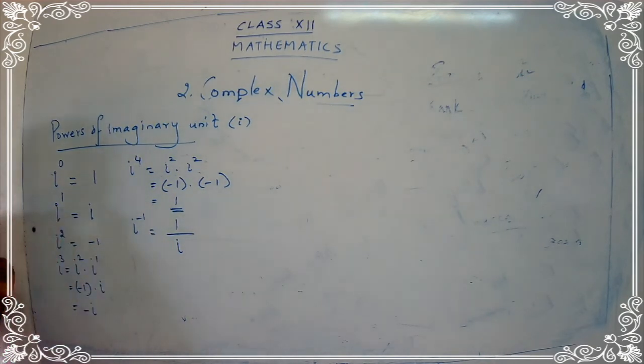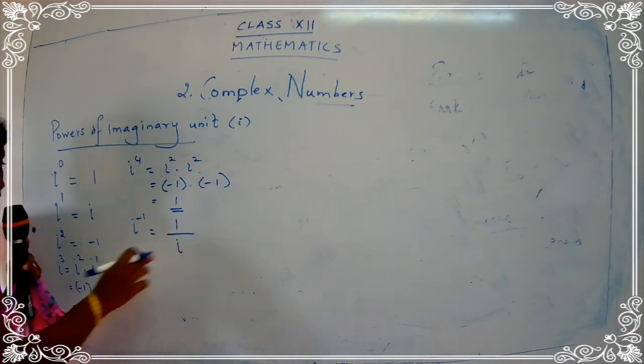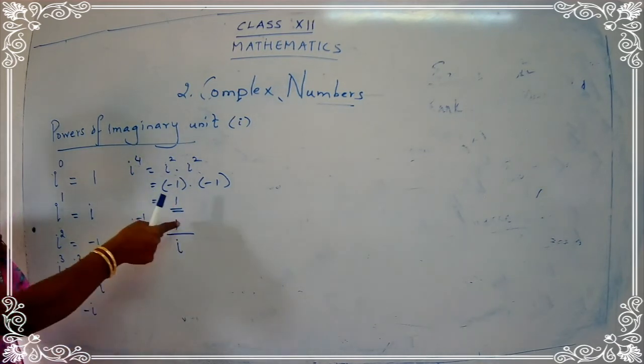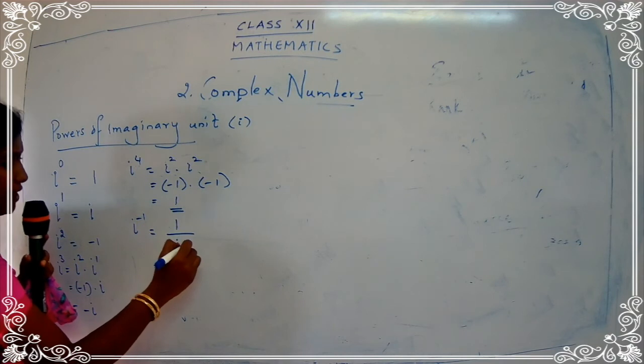Okay, so we have 1 upon I. So I have to remove this I. What am I going to do? I am going to multiply by I on the numerator and the denominator, because whatever change is done in the denominator, the same change has to be done on the numerator also. So into I.